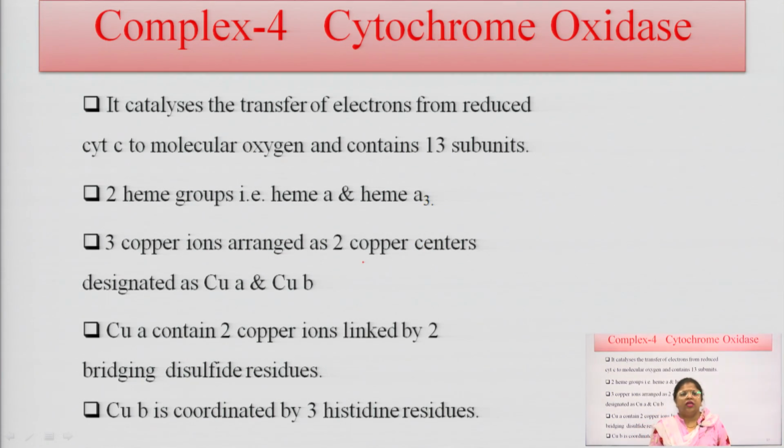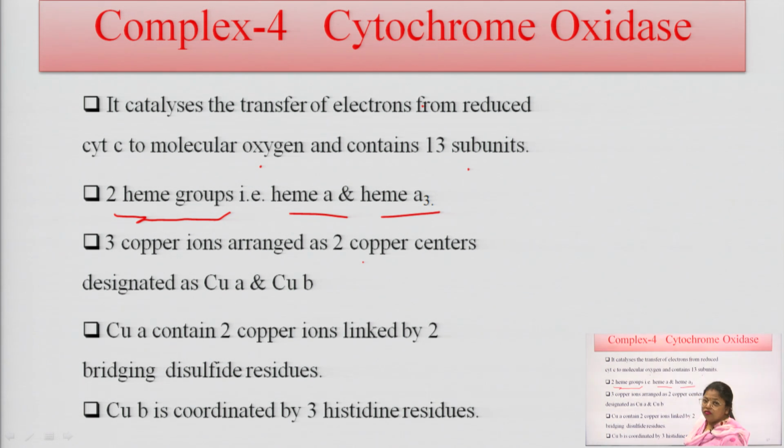The fourth one is cytochrome oxidase, complex 4, which catalyzes the transfer of electrons from reduced cytochrome c to molecular oxygen and has 13 subunits. This complex contains heme groups: heme a and heme a3.